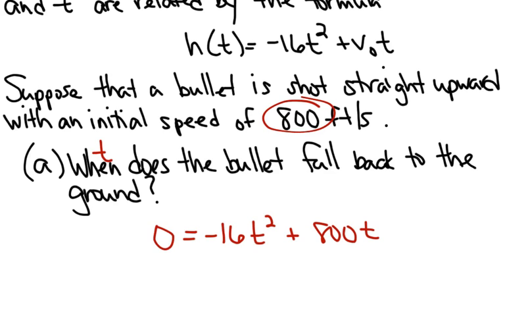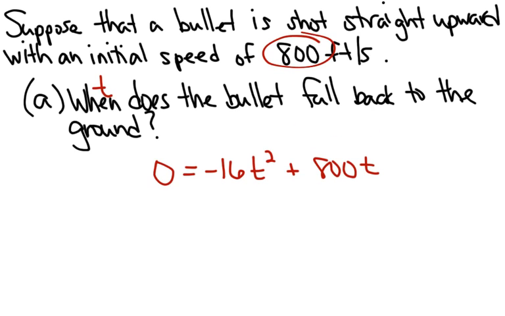There are two ways of doing it. One way is to use the quadratic formula. I actually think that the easiest way to solve this problem is to do it this way, which is a little bit different from the way the textbook does it in this section. I like to factor out a t.